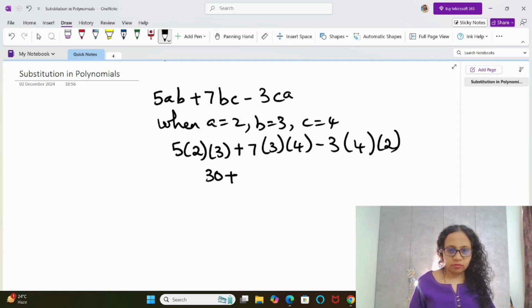So 5 2s are 10, 3s are 30, 7 3s are 21, 4s are 84, 3 4s are 12, 2s are 24. 84 minus 24 is 60 and 30 plus 60 is 90. So our answer is 90.